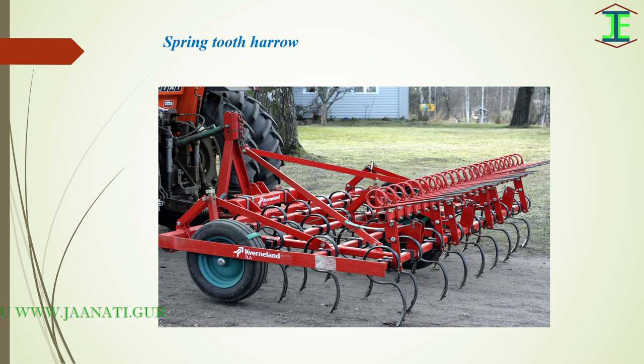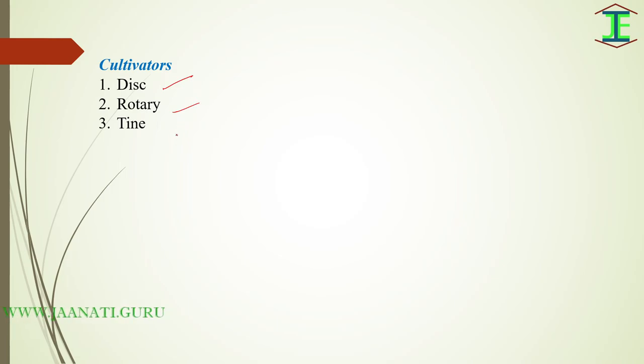For this spring tooth harrow, there will be springs which have loops of elliptical shapes. Cultivators. There are different types of cultivators: disc cultivator, rotary cultivator, and tine cultivator. In the disc cultivator, the cutting element is a disc. In the rotary cultivator, there will be blades which are rotated. And in the tine cultivator, there will be tines. Cultivators are the implements which are used for intercultivation.